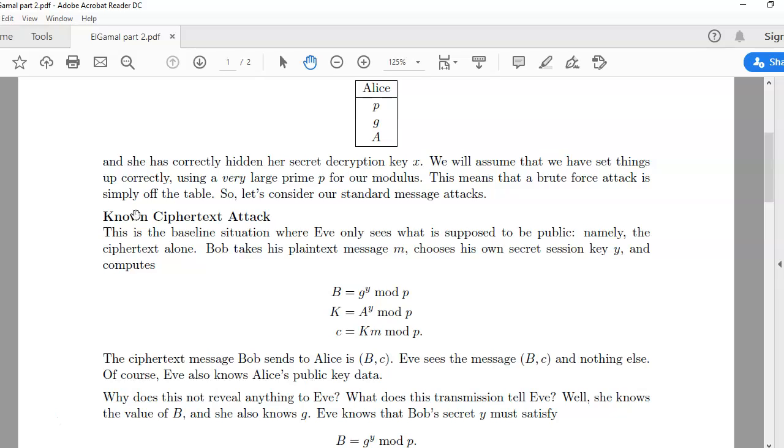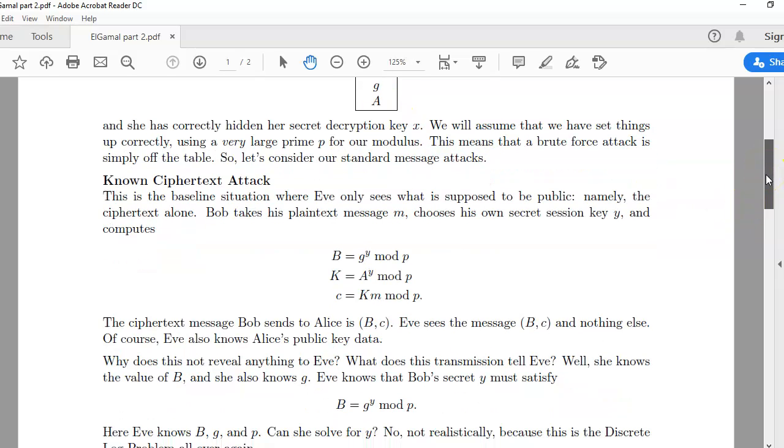Let's suppose that Bob takes a plain text message M, and he does the right thing and chooses a secret session key Y, and he computes B, K, and C as always. These are the same formulas we always use in El-Gamal. Remember that the ciphertext that Bob will send to Alice consists of capital B and little c. K is never transmitted. So B and C are transmitted as an ordered pair, and Eve sees that. So Eve sees the message B, C and nothing else beyond what is publicly available, Alice's public key data. So why doesn't this reveal too much to Eve?